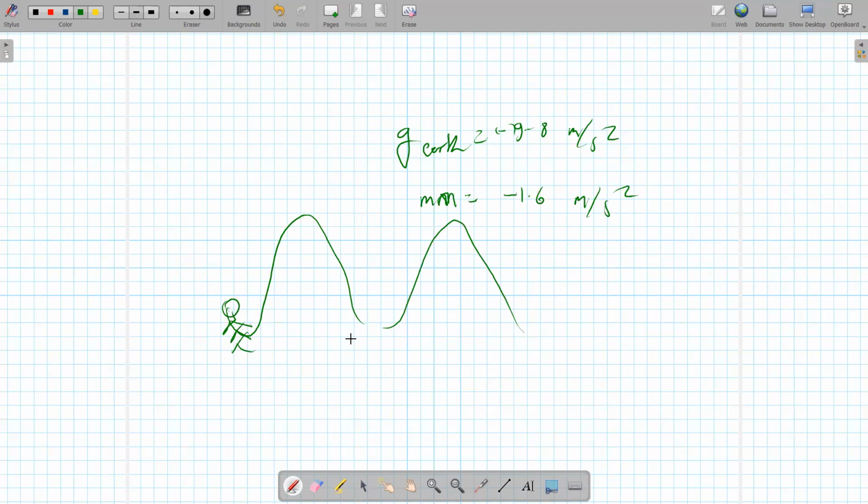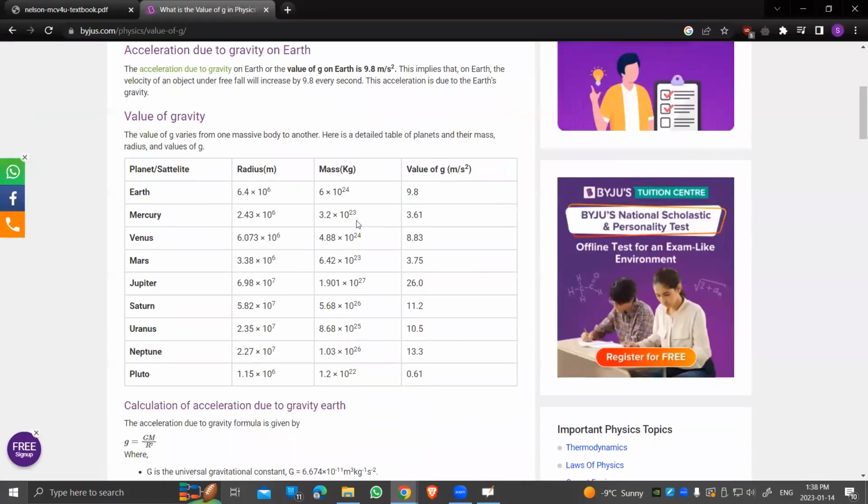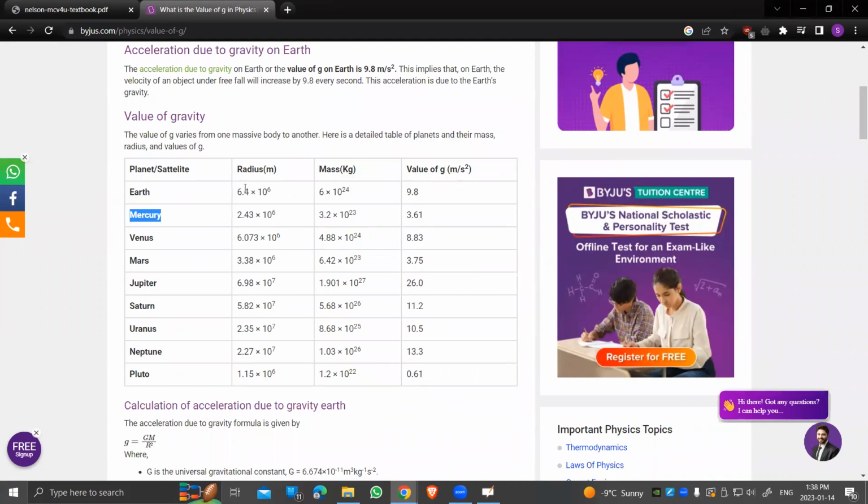Actually, let's look this up. G values. So 9.8 is not that bad, it's what we're used to on Earth. Mercury is a pretty small planet, and if you look at the radius, it's pretty small. Venus is almost 9.8. Mars is 3.7. Look at Jupiter, 26.